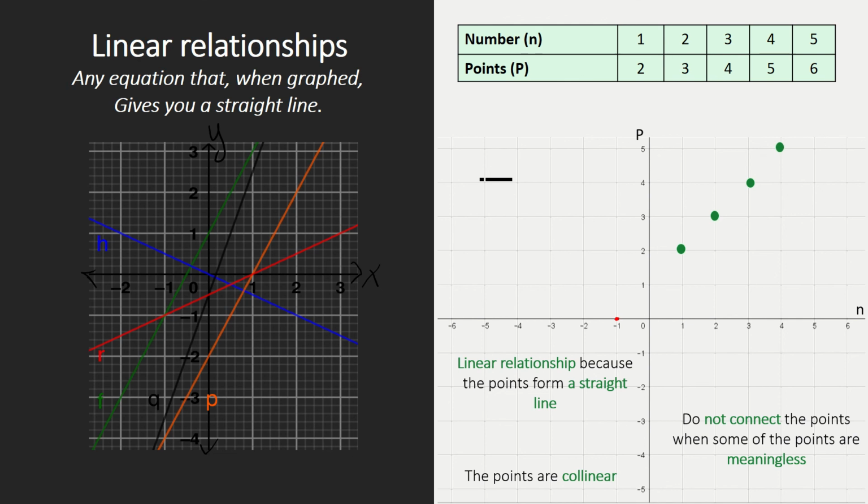If our points are meaningful, then you need to connect the points using a straight line, like the example over here.